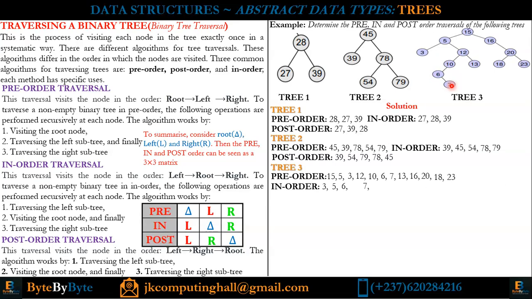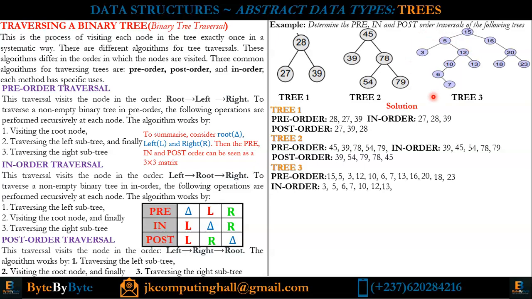Then the right, 7. You see that all this was the left of 10. And since I'm done with the left, I take the root, which is 10. All this was the left of 12. I'm done with the left. I take the root, 12. After the root, the right, which is 13. And all this was the left of 5. So you see that I am done with left, right, and root, left, right, as you can see.